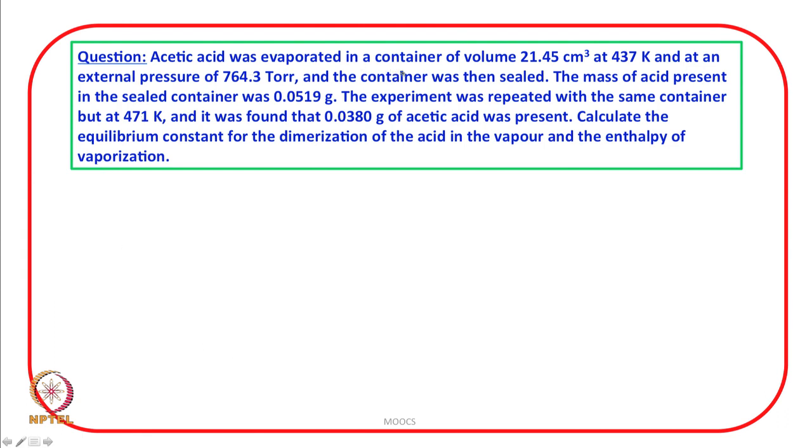Acetic acid was evaporated in a container of volume 21.45 centimeter cube at 437 Kelvin and at an external pressure of 764.3 torr, and the container was then sealed. The mass of the acid present in the sealed container was 0.0519 gram. The experiment was repeated with the same container but at 471 Kelvin, and it was found that 0.0380 gram of acetic acid was present. Calculate the equilibrium constant for the dimerization of the acid in the vapor and the enthalpy of vaporization.